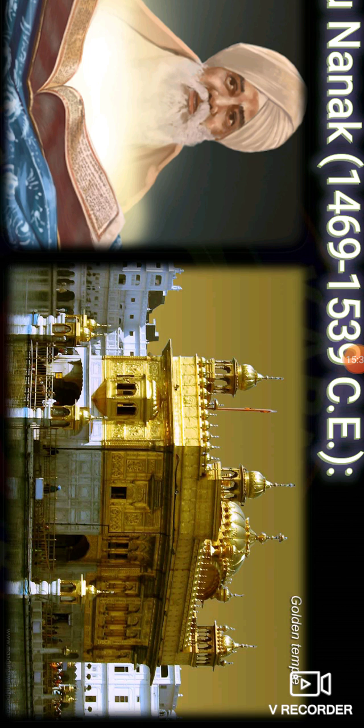Guru Nanak's followers were called Sikhs. His preachings are compiled in the Guru Granth Sahib. It is called the Adi Granth by the Sikhs.